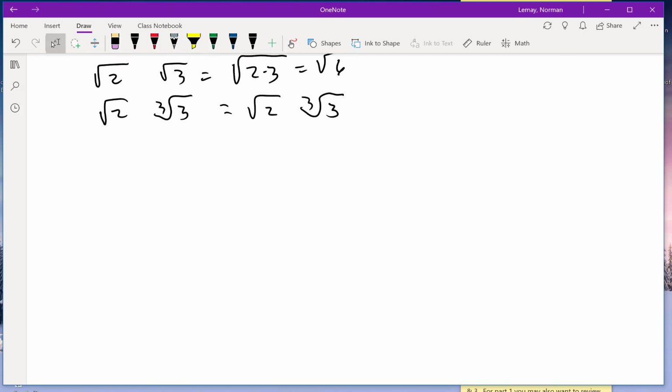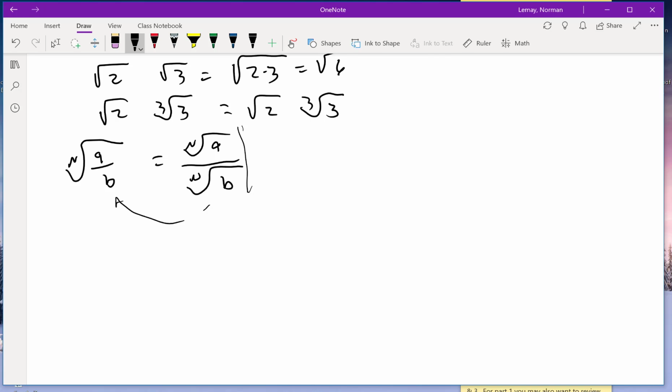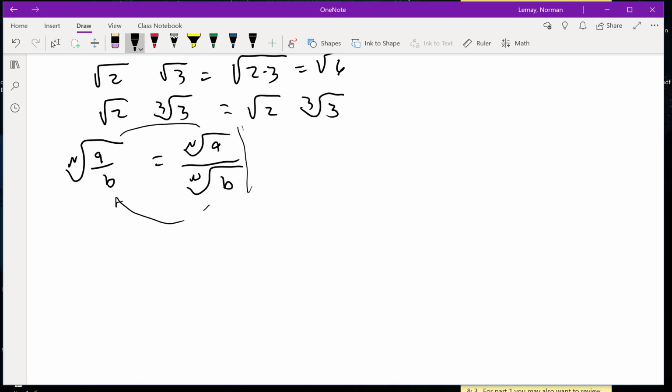Regarding the quotient rule, let's just note that the nth root of a over b, we can split this apart as the nth root of a over the nth root of b. So this little rule helps us that when we're given this side here, we can rewrite it underneath one radical to do some simplifying. Or if we're given this one, then we can split them apart. So let's just take a look real quick at the square root of x squared over 25.